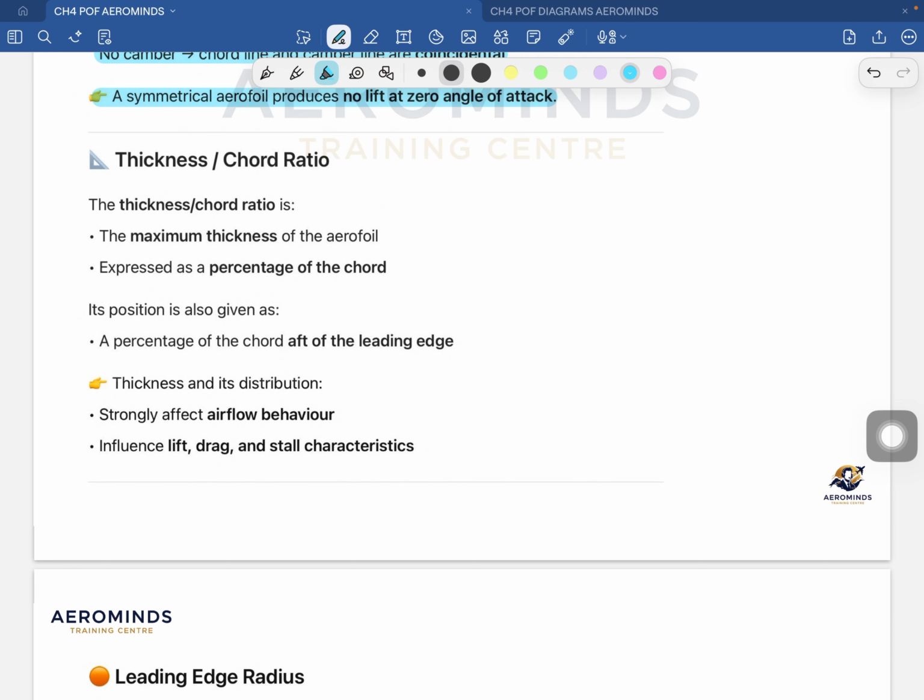The thickness to chord ratio is the maximum thickness of the aerofoil, expressed as a percentage of the chord. So, if the maximum thickness of the wing is around 12% of the chord length, then the thickness to chord ratio is around 12% only. Got it? Its position is also given as a percentage of the chord aft of the leading edge.